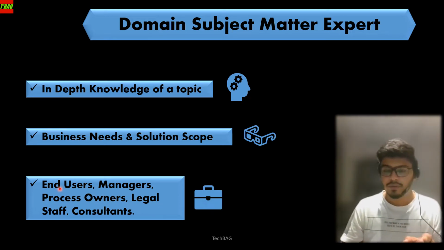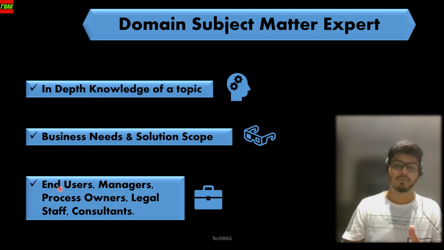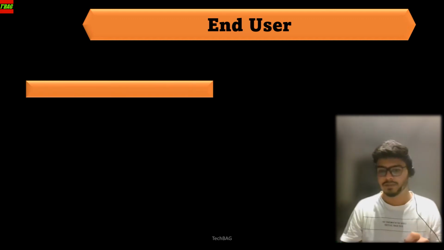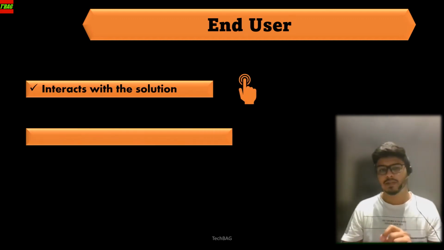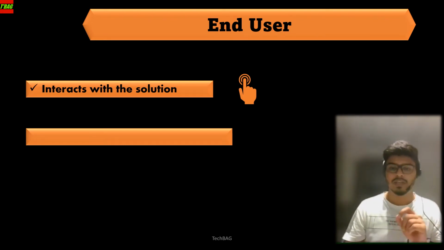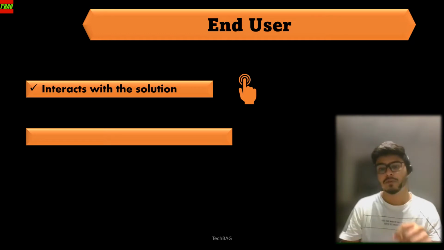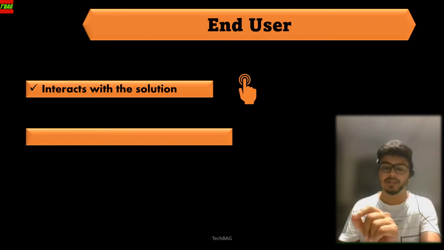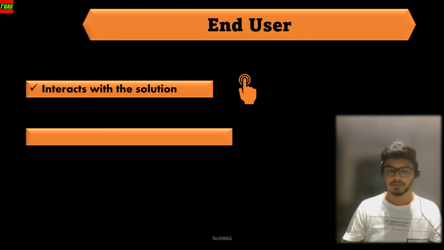As I already told you, the end user is the one who actually uses the product. So the end user is also a subject matter expert. Got it? Now moving to the next kind of key stakeholder, that's the end user. The end user is the one who actually interacts with that particular product or solution. He uses that product himself to perform tasks for the organization that would satisfy the business need and add value to the stakeholders.